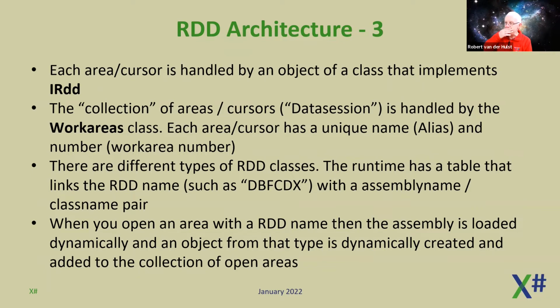Okay, we have several types of classes, and to work with these classes, there's a table in the runtime that basically has a name and class name there. And if you open an area with that name, the runtime finds the class and creates an object based on that name. And we will see in a sample later that you can actually create your own RDD and add that to the list. And then you can access it with the name that you have chosen. So this table that links names with objects can be changed at runtime by you or by a third party.